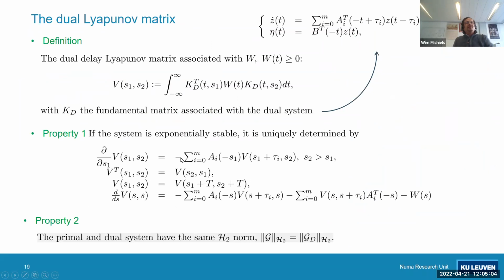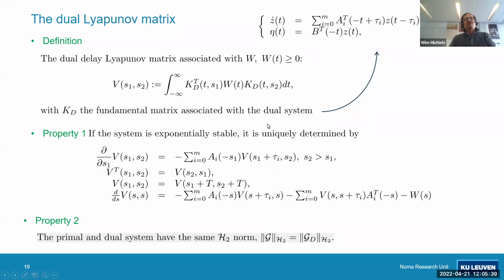What's now the dual, the Lyapunov matrix? It's in fact the following. It's just a primal Lyapunov matrix associated with a dual system defined before. And also here you can show that it satisfies some properties: dynamic properties, advection PDEs, symmetry properties, periodicity properties, and some type of algebraic constraints. Algebraic, it's more a delay difference equation.